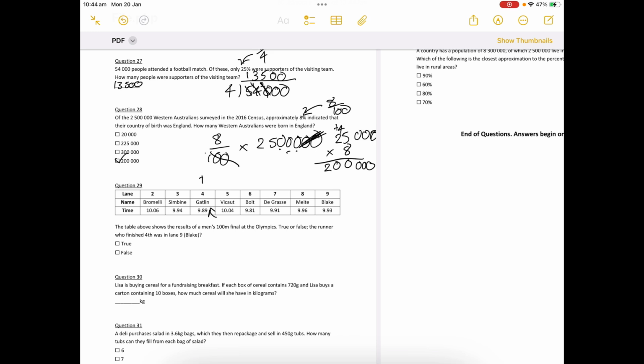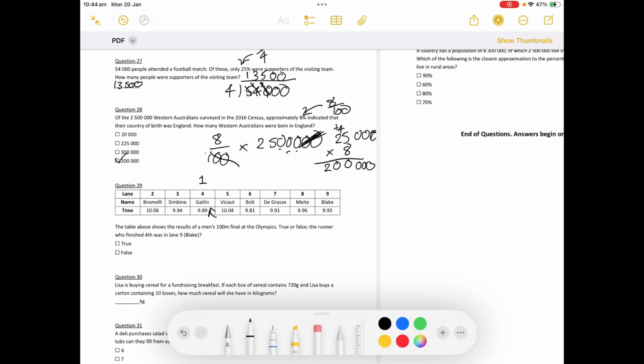I might just write a 1 above them. Okay. Second smallest number. Oh, sorry, I missed someone. No. Lane 4 didn't come first. Lane 6 came first. Right, so this runner came first because 9.81 is the smallest number. Second smallest was lane 4, so they came second. Right, third smallest number here. That's 9.91, so this person's come third.